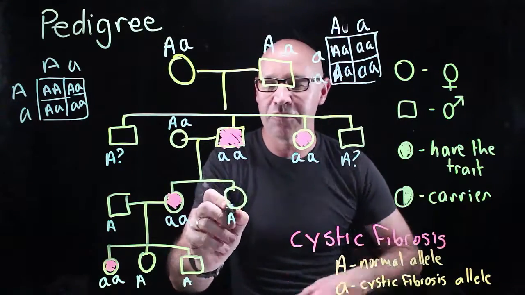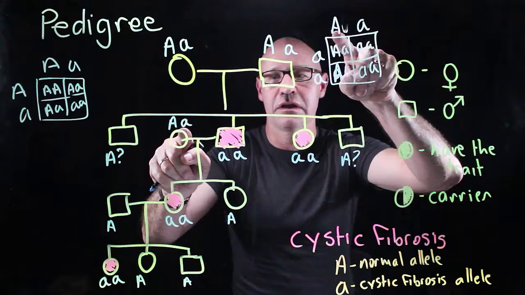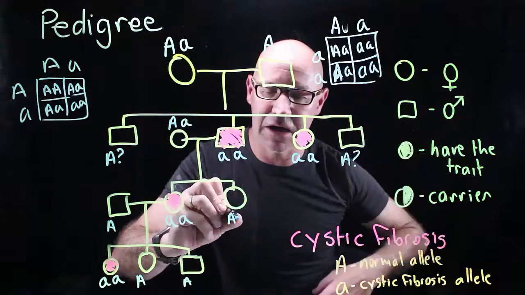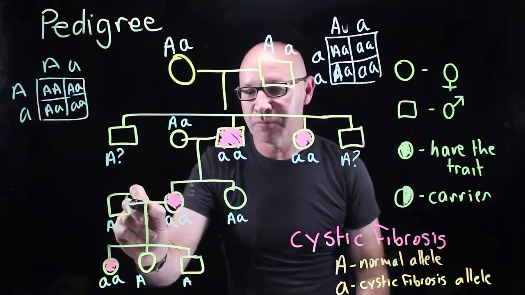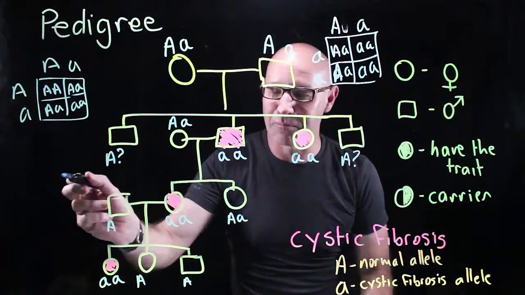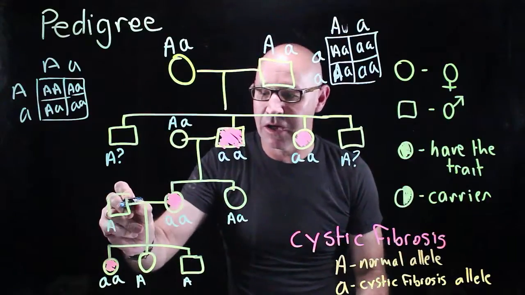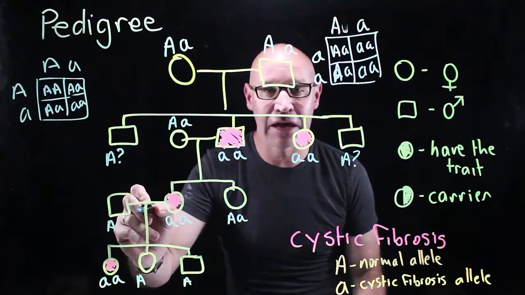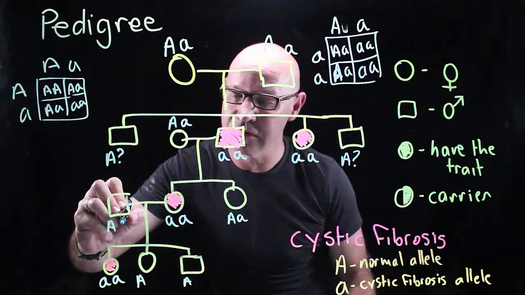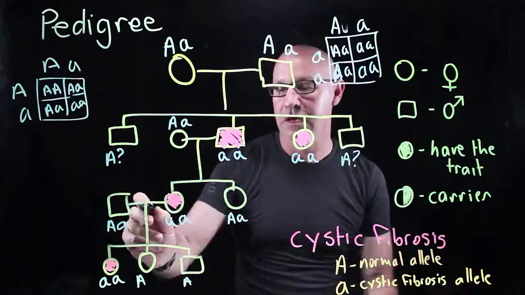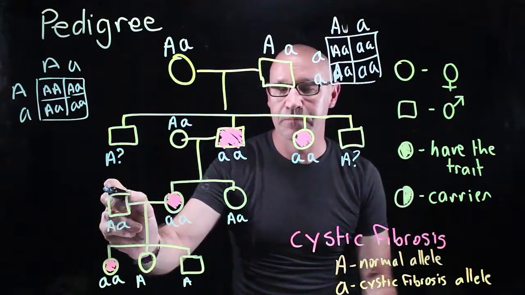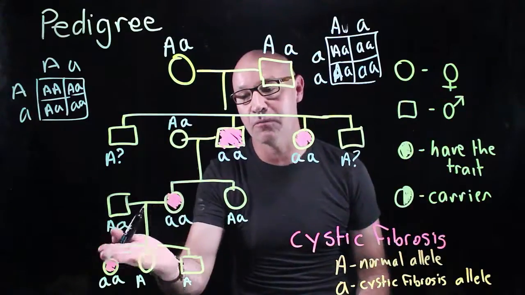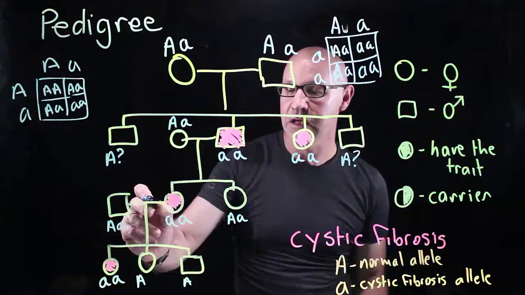Let's do this one. This person here has got these parents, big A, little a, and little a, little a. So this person here must be big A, little a. This person is a marry-in, so they've married into the family. But they have had an offspring that is little a, little a. So they must have got the diseased allele from this person here. So that person was a carrier, and they had an offspring with somebody who has cystic fibrosis, and that's why they have a child that's got it.